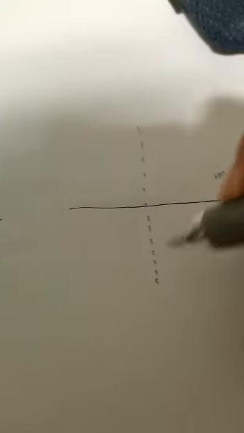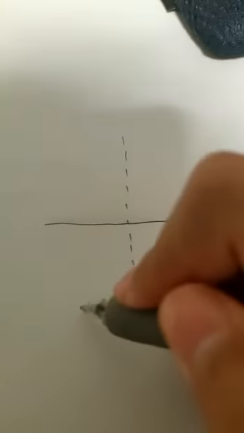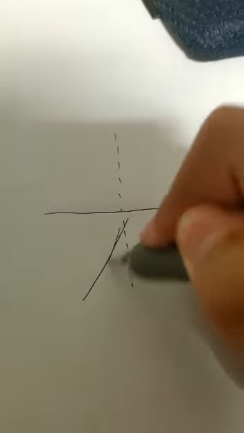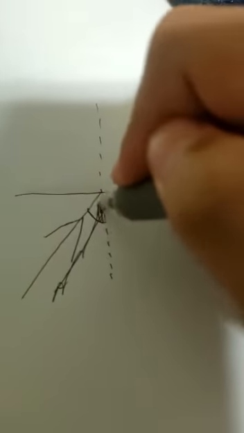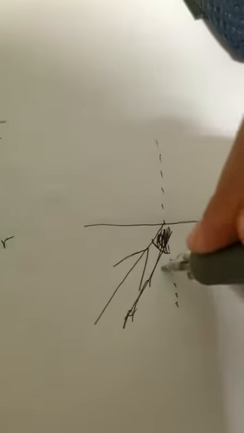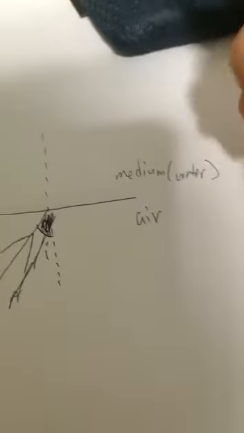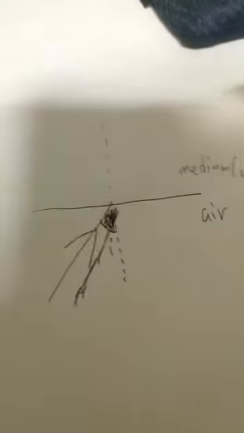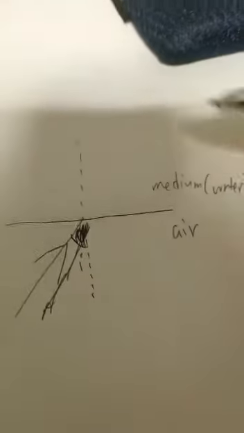Then you draw a normal, which is perpendicular to the surface, so 90 degrees. And now the angle of refraction, angle of incidence, sorry. Let's say I have a light ray here. Then the angle of incidence will be this thing, I.